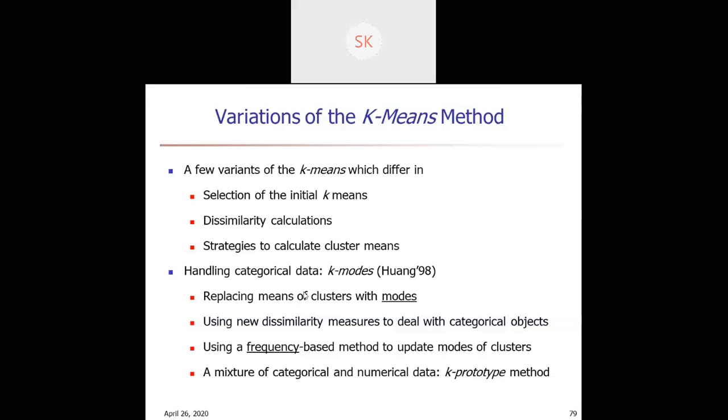The variations are with respect to the selection of initial means, dissimilarity calculation, and the strategies to calculate the cluster means. Second, for handling categorical data the method is K-modes. For handling a mixture of categorical and numerical data, the K-prototype method is used. With K-modes, we replace the means used in K-means by the modes, use new dissimilarity measures to deal with categorical objects, and use a frequency-based method to update the modes.